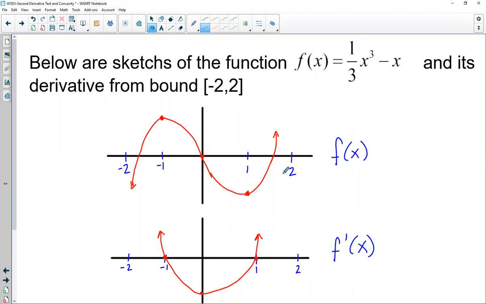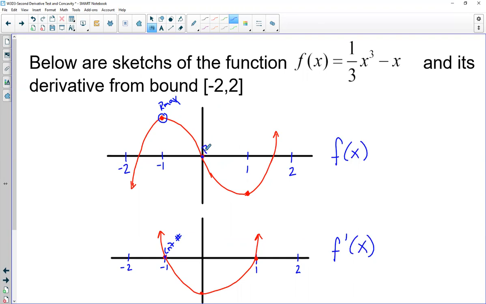So in our first function, we can see a couple things. We're going to have a relative maximum here. So at -1, we have a relative max in the original function. On the derivative, we have a 0, so we have a critical number. At x equals 0, we're going to have a point of inflection. Okay, we go from concave down to concave up.